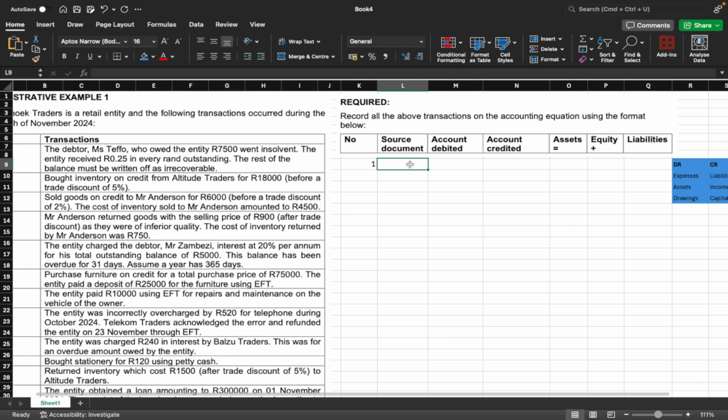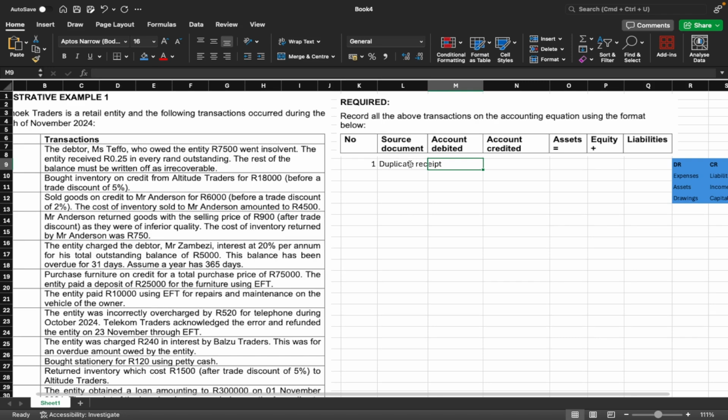So we're going to write here duplicate receipt, and this is specifically for the money that we're receiving from our debtor here, Mr. Tefo, who is paying us. I'm going to write here duplicate receipt because we're receiving money from them. And then what is our account debited? As I mentioned, bank is involved. We're receiving money into our bank account. Bank is an asset according to our acronym, DEALCLIC.